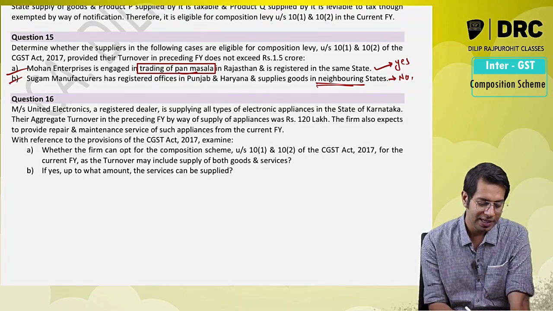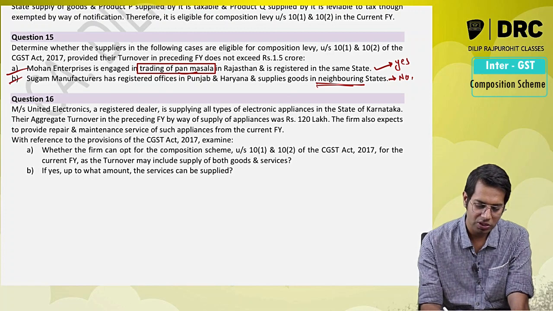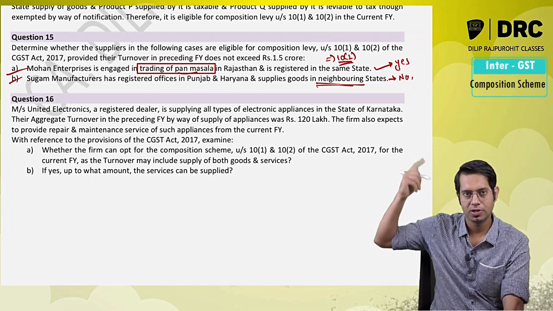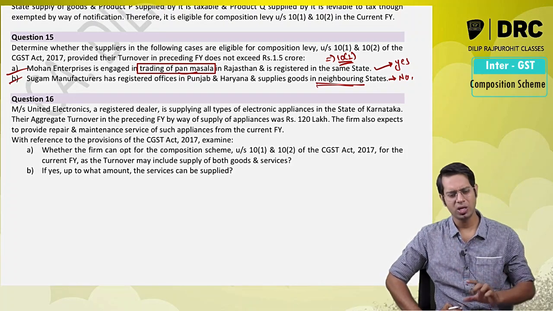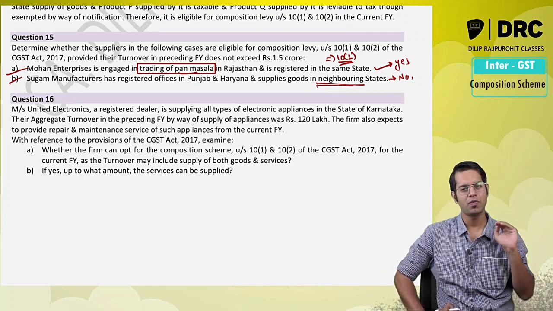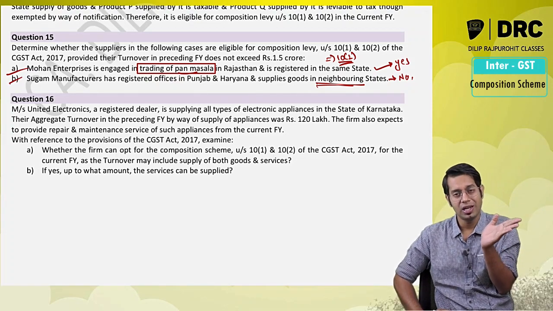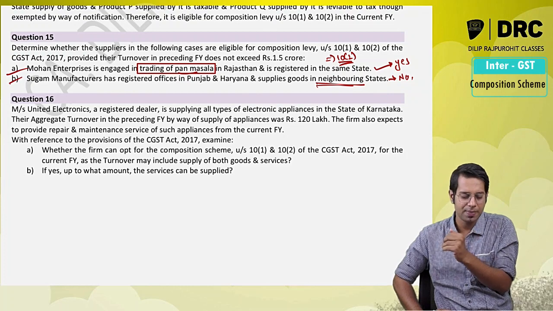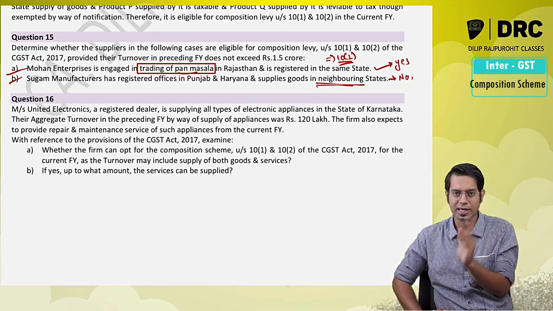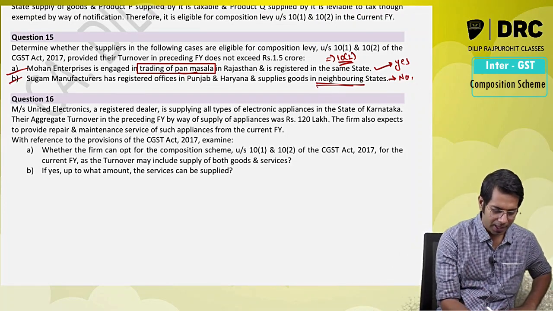This question is basically about conditions only. Here you don't have to write all the conditions. With respect to that specific point, you should write the condition. For example, for trading of pan masala: a person is not eligible to become a composition dealer if he is manufacturing pan masala. In the present case, since Mohan Enterprises is trading in pan masala, it can opt for composition scheme. That is how you should answer, just one liner.